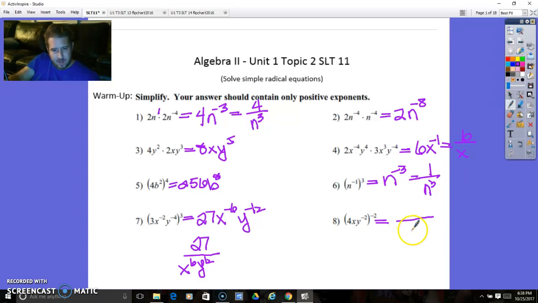It becomes 4 to the positive 2nd, which is 4 times 4 is 16. X to the negative 2nd, so the x becomes to the 2nd on the bottom because 1 times negative 2 is negative 2. Flip it to the bottom, make it positive. And y was already negative 2, so negative 2 times negative 2 is positive 4, so it stays on top.